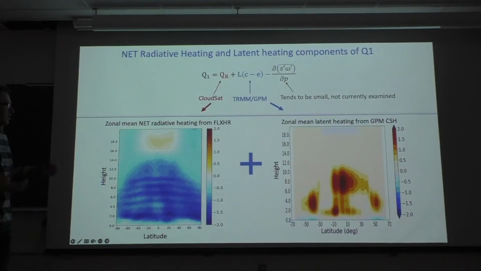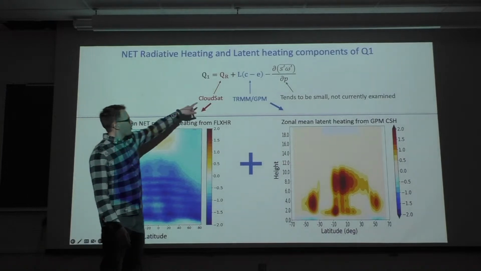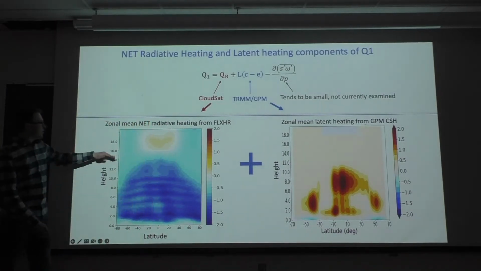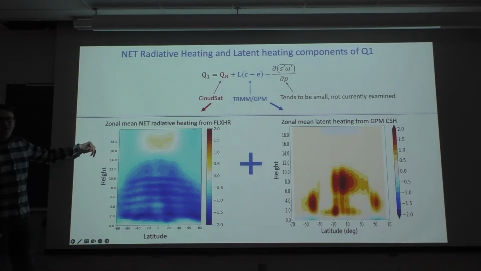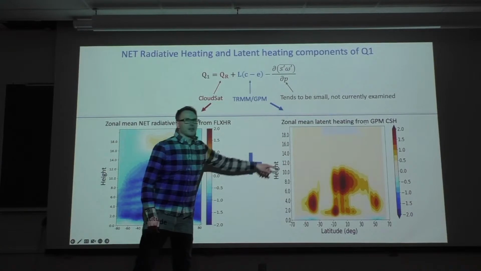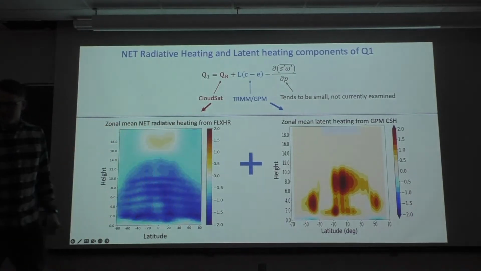So we can walk through how this looks from the global level and then begin to narrow it down to how we do it with the MJO. If we bring back our equation, we have Q_R plus latent heating giving us our Q1. Here is the zonal mean net radiative heating, so shortwave plus longwave for all-sky cases. This is clear sky plus cloudy sky from CloudSat. And then the zonal latent heating that we get from GPM.